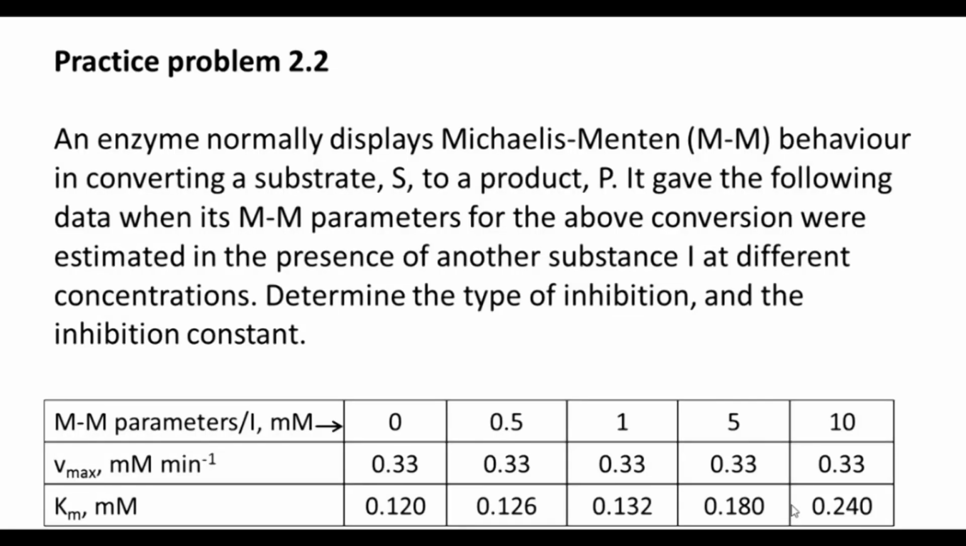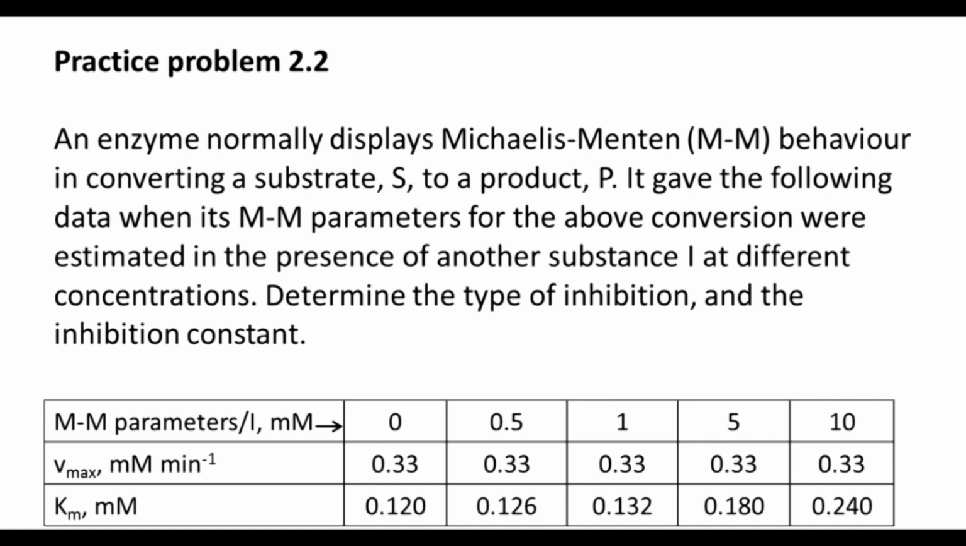Practice problem 2.2. An enzyme normally displays Michaelis-Menten behavior in converting a substrate S to a product P. It gave the following data when its Michaelis-Menten parameters for the above conversion were estimated in the presence of another substance I at different concentrations. Determine the type of inhibition and the inhibition constant. The Michaelis-Menten parameters Vm and Km at different inhibitor concentrations were given in this table. Now, how do we go about it?